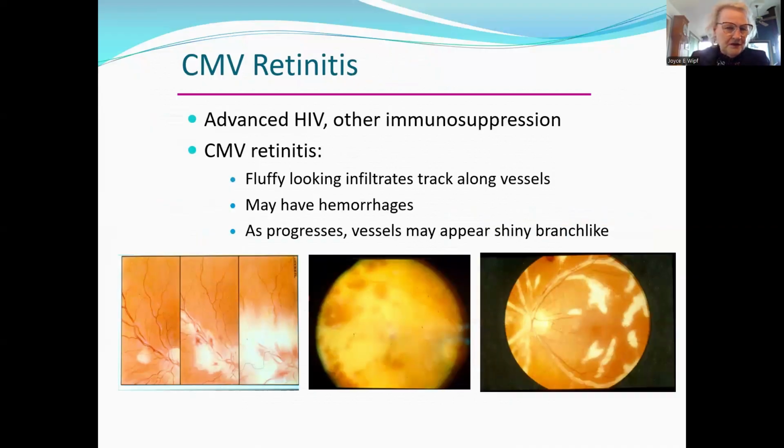So in very advanced HIV, and other conditions with immunosuppression, you see these fluffy infiltrates I mentioned tracking along vessels. It may have hemorrhages, and as it progresses, vessels may have these very shiny branch-like appearances.